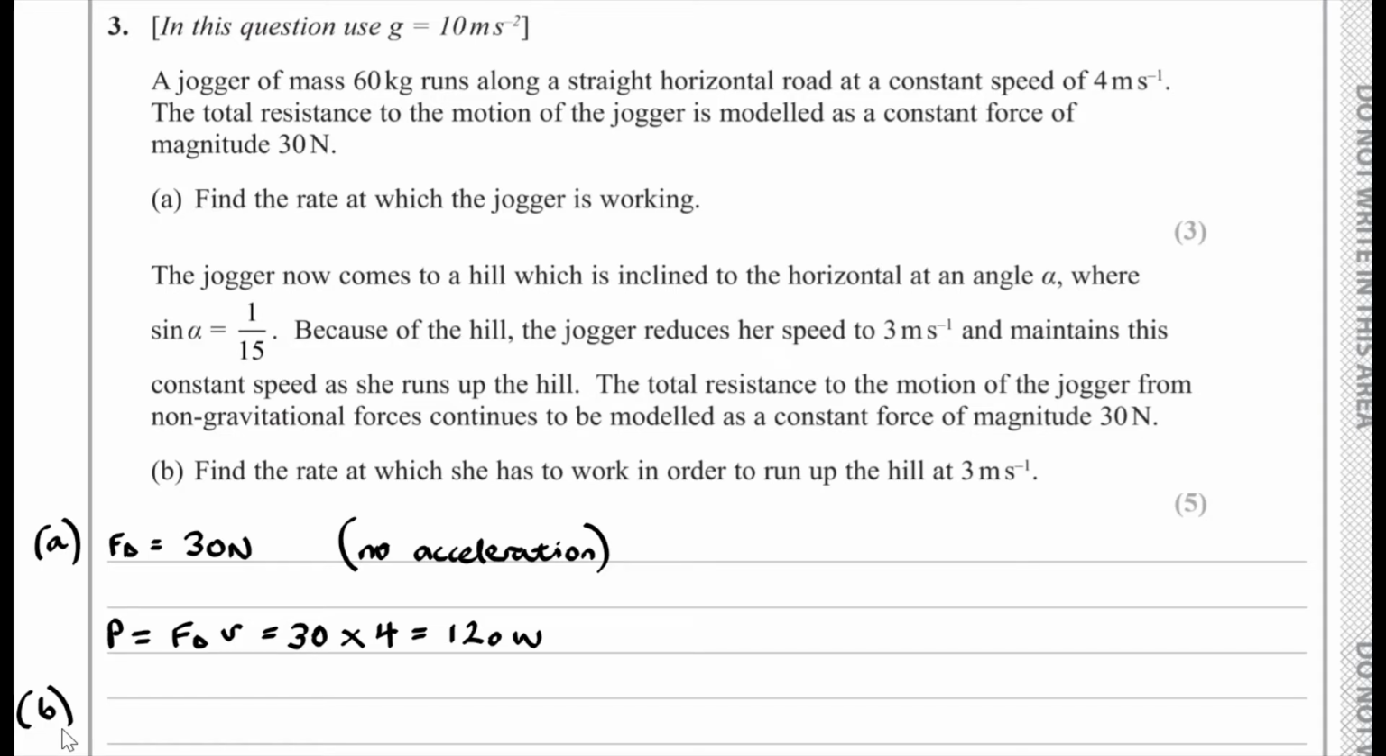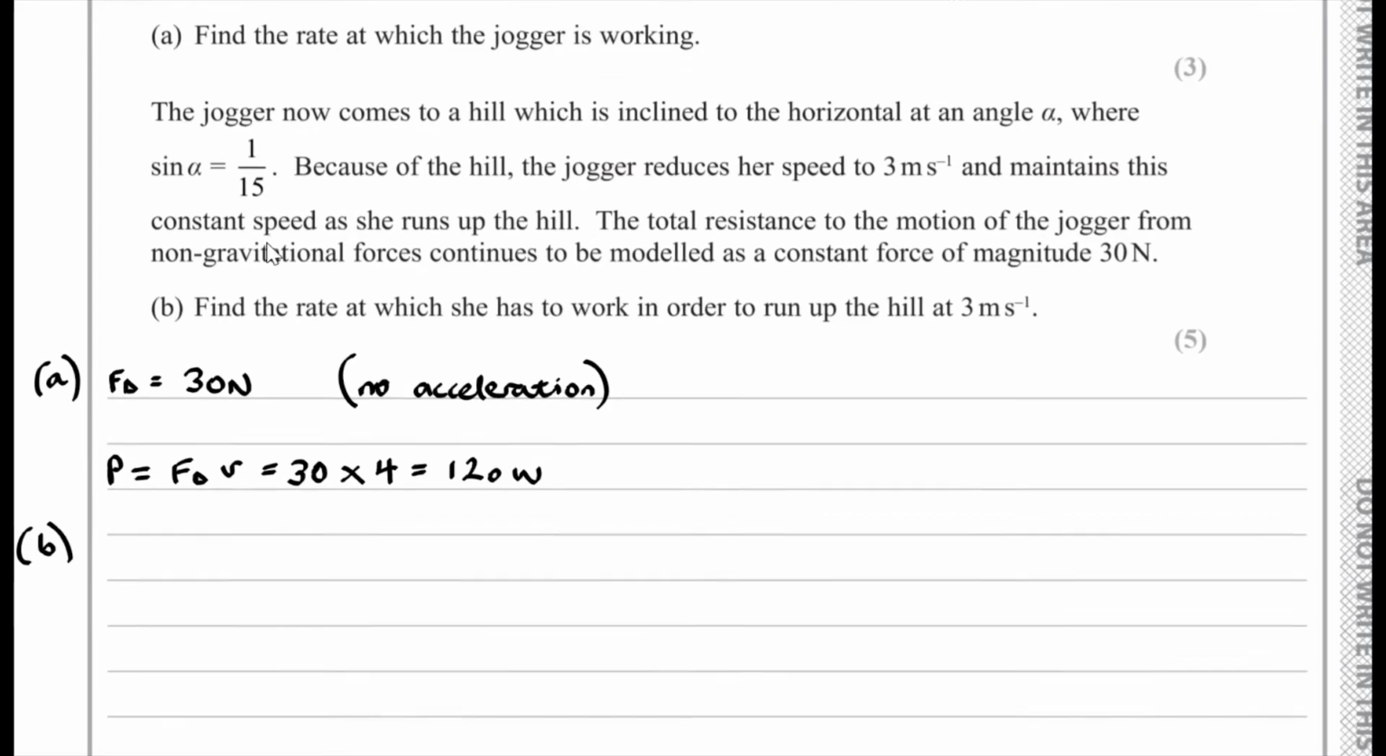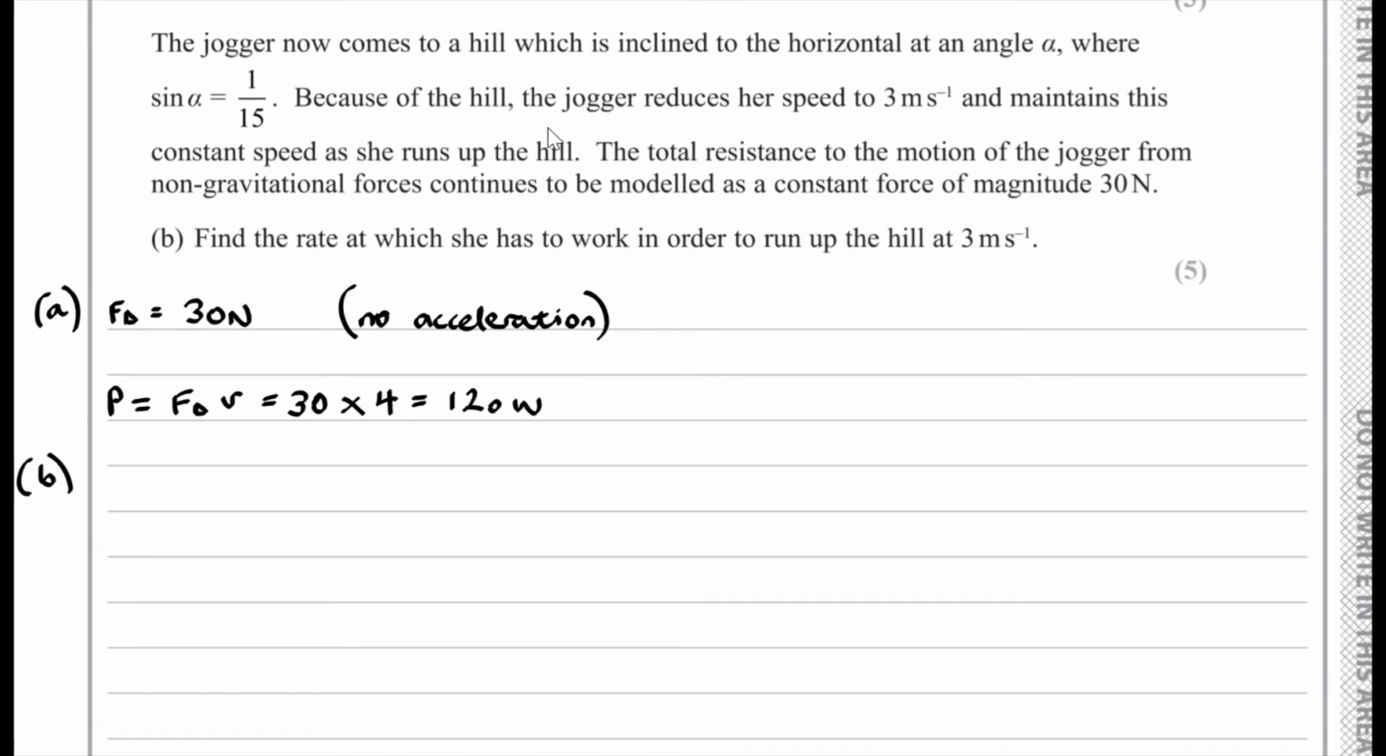The jogger now comes to a hill which is inclined to the horizontal at an angle alpha, where sine of alpha is equal to 1/15. Because of the hill, the jogger reduces her speed to 3 meters per second and maintains this constant speed as she runs up the hill. The total resistance to the motion of the jogger from non-gravitational forces continues to be modelled as a constant force of magnitude 30 newtons. We have to find the rate at which she has to work in order to run up the hill at 3 meters per second.